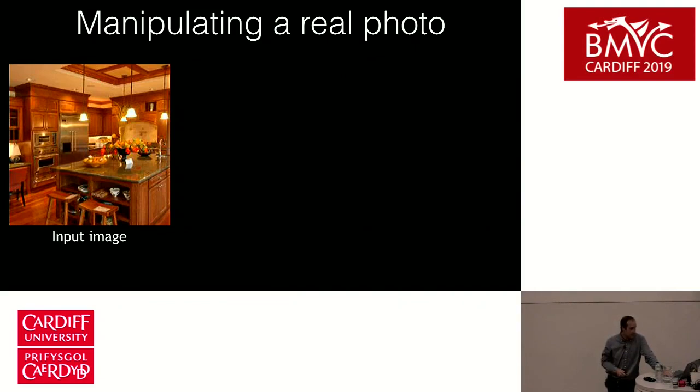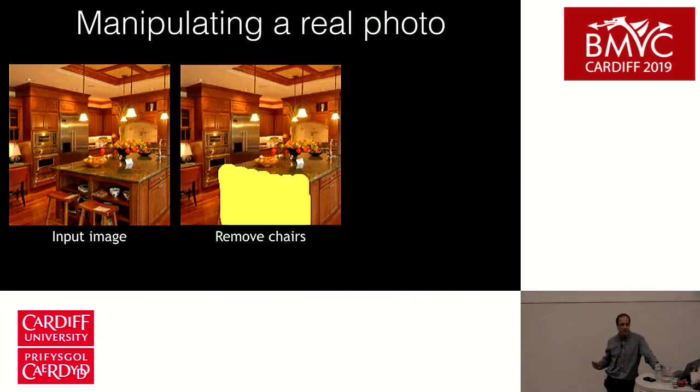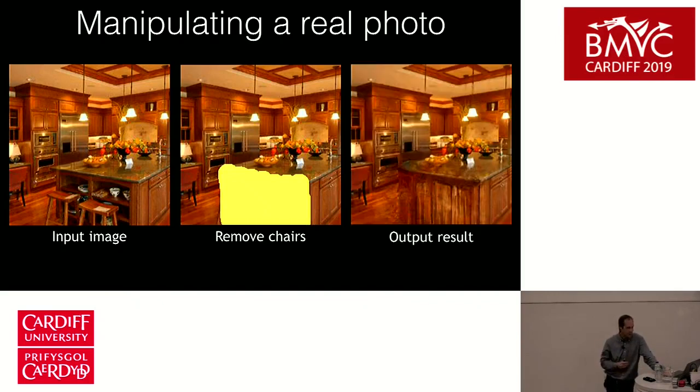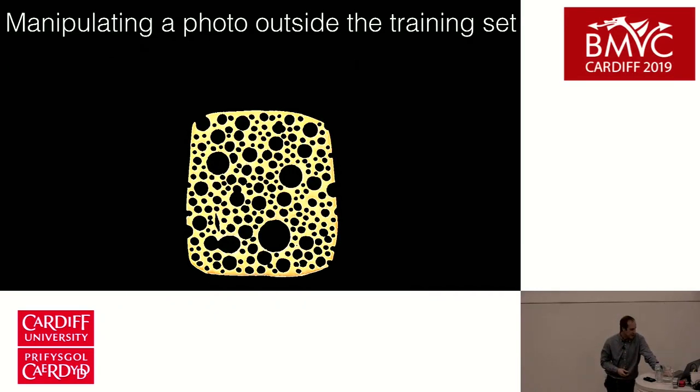Or here is another image. And let's say that you just want to remove the chairs here. So just deactivate the units that draw chairs in that region, and the chairs go away, and it kind of extends the wood. And the rest of the picture looks fine. So it's able to edit images that the GAN itself cannot render originally.